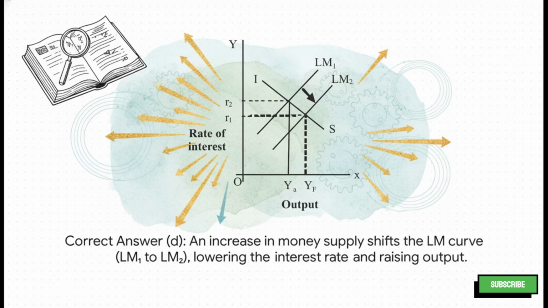And the great thing about this slide is how clearly it shows the effect. When the central bank increases the money supply, the LM curve shifts to the right, from LM1 to LM2. As you can see, this creates a new equilibrium where the interest rate is lower and the national output is higher. It's a perfect illustration of expansionary monetary policy.